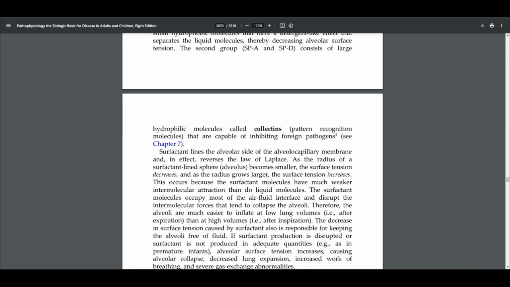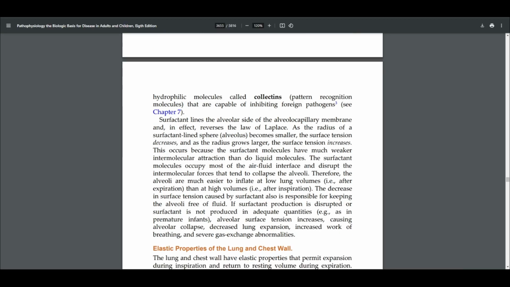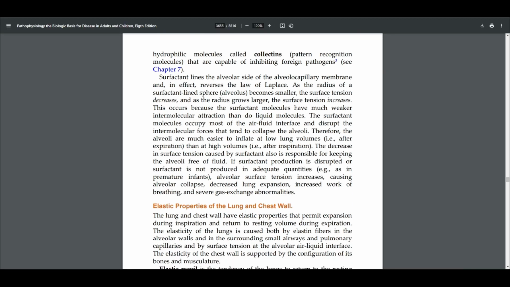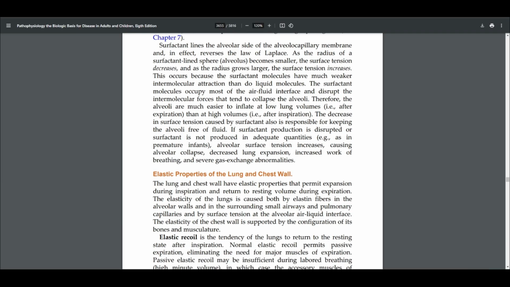The second group, SPA and SPD, consists of large hydrophilic molecules called collectins, pattern recognition molecules, that are capable of inhibiting foreign pathogens. Surfactant lines the alveolar side of the alveolar capillary membrane and, in effect, reverses the law of Laplace. As the radius of the surfactant-lined sphere of the alveolus becomes smaller, the surface tension decreases, and as the radius grows larger, the surface tension increases.